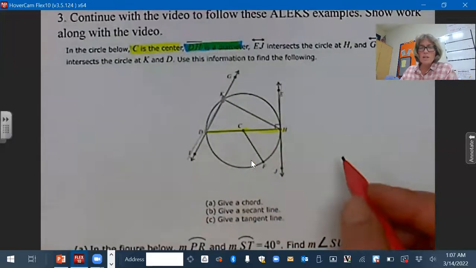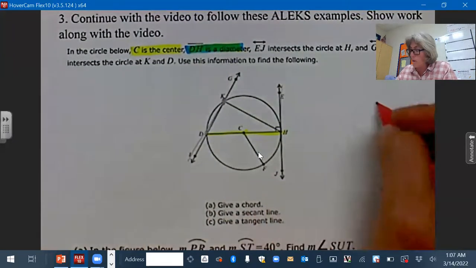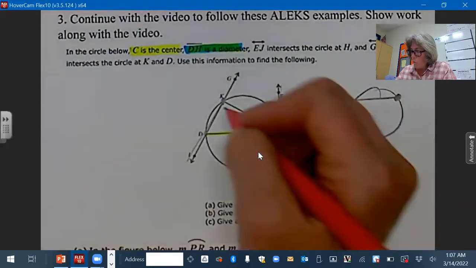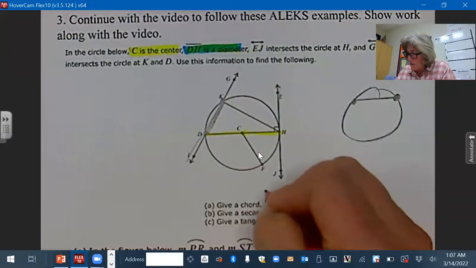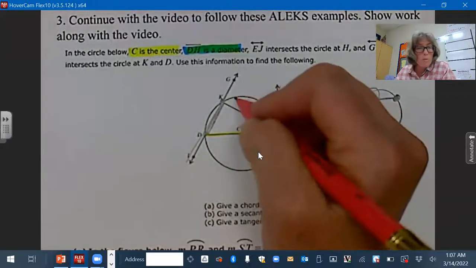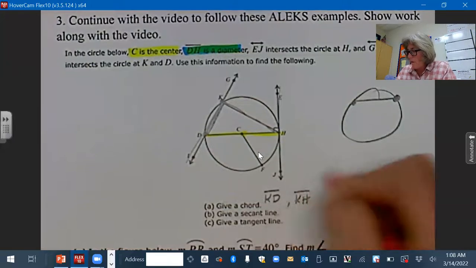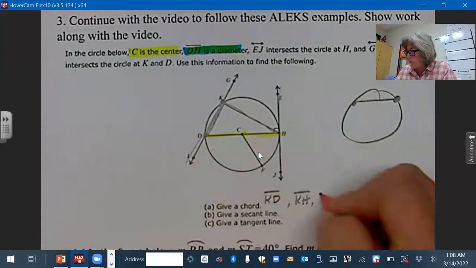So, knowing this information, give a chord. A chord is a segment with endpoints on the circle. So there's several chords here. One chord I could write like this: KD, the chord. Here would be another one, KH. And all diameters are automatically chords.